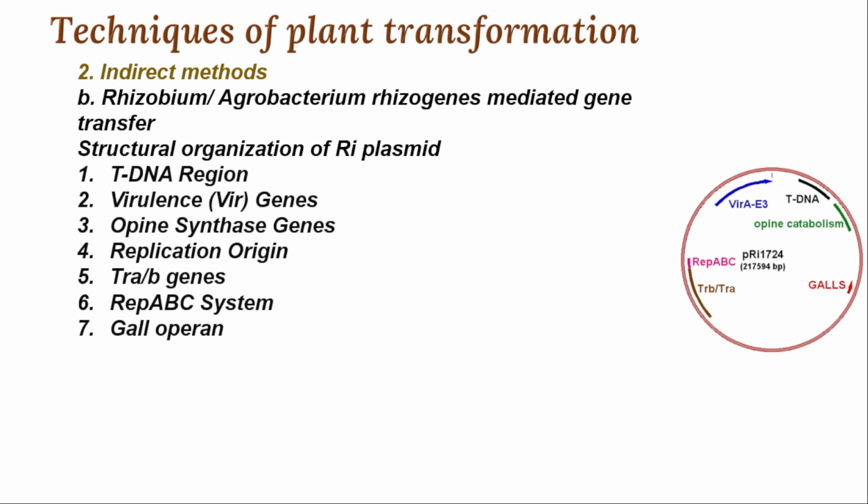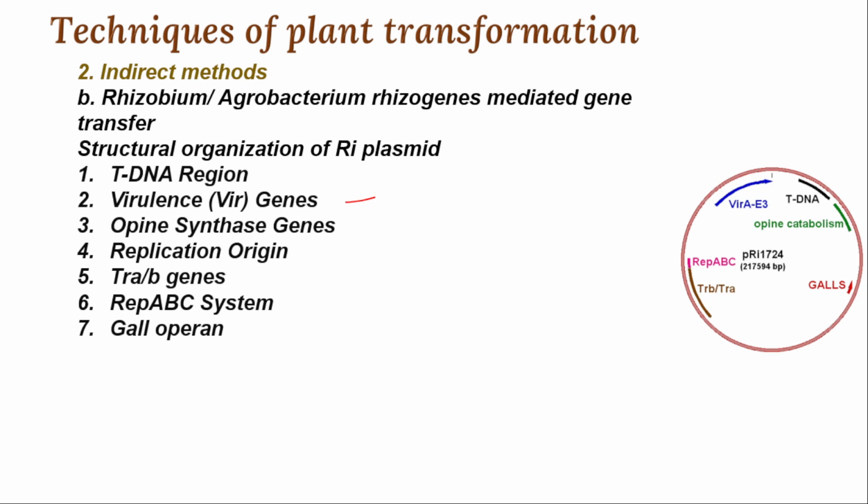If you take the structural organization of the Ri plasmid, it contains the T region, T-DNA. T-DNA mainly helps in the integration process, and the virulence genes mainly help in the virulence effect of Rhizobium rhizogenes. Then opine synthase genes are there. This opine synthase will produce some carbon-related compounds that provide energy. Then the origin of replication is there, through which replication starts.